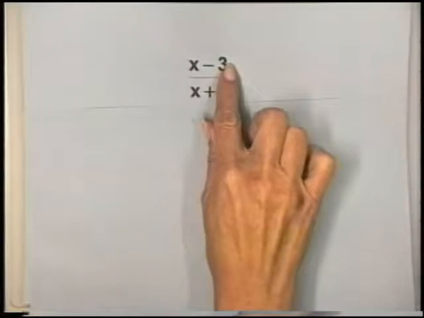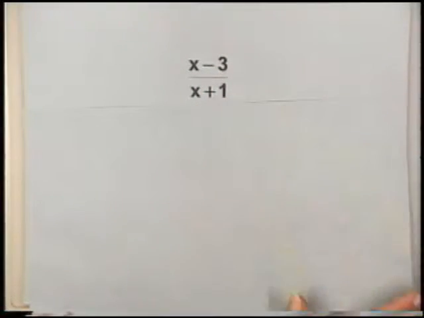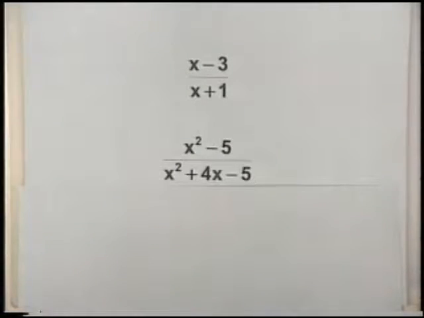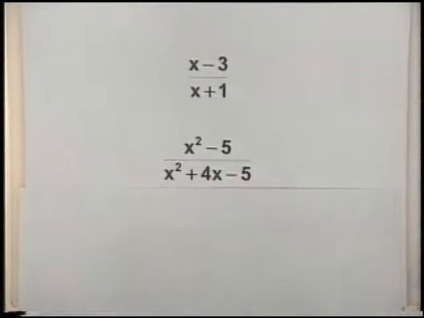We have x minus 3 in the numerator over x plus 1 in the denominator. We could have x squared minus 5 in a numerator over x squared plus 4x minus 5 in the denominator. And the expression x squared plus 3x plus 2 is a rational expression because we could write that in the numerator of a fraction over a denominator of 1.